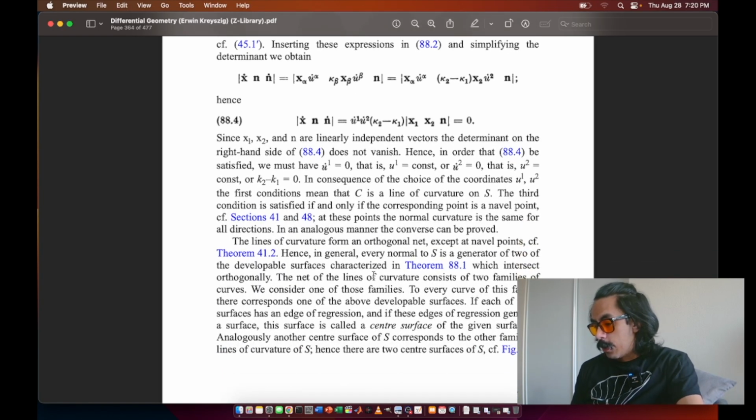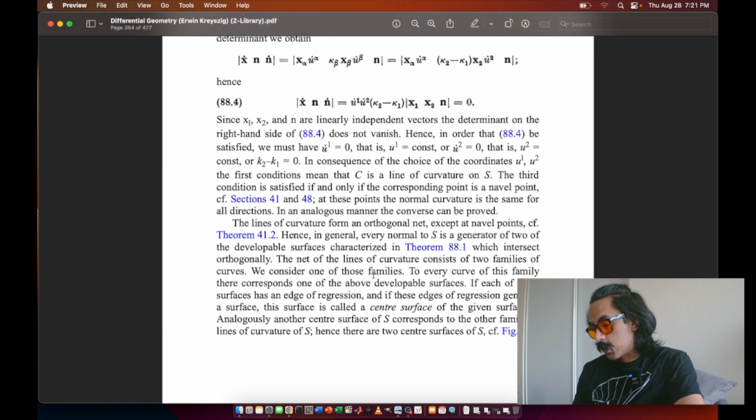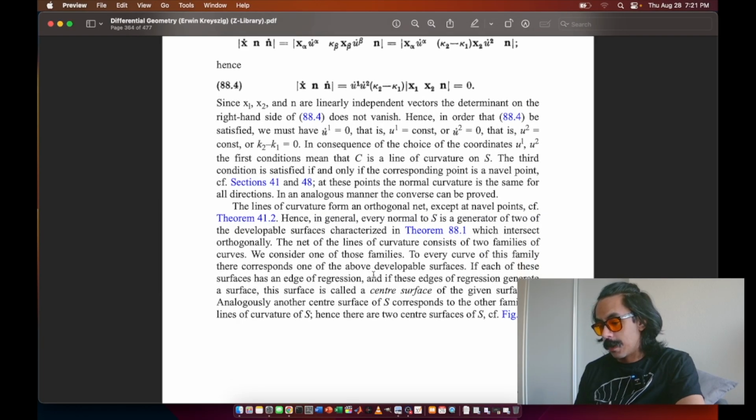Hence, in order that the above expression equal 0, we must have that u dot superscript 1 is equal to 0, that is, u superscript 1 is constant, or u dot superscript 2 is equal to 0, that is, u superscript 2 is equal to a constant, or kappa sub 2 minus kappa sub 1 is equal to 0. In consequence of the choice of coordinates u1 and u2, the first conditions mean that C is a line of curvature on S.